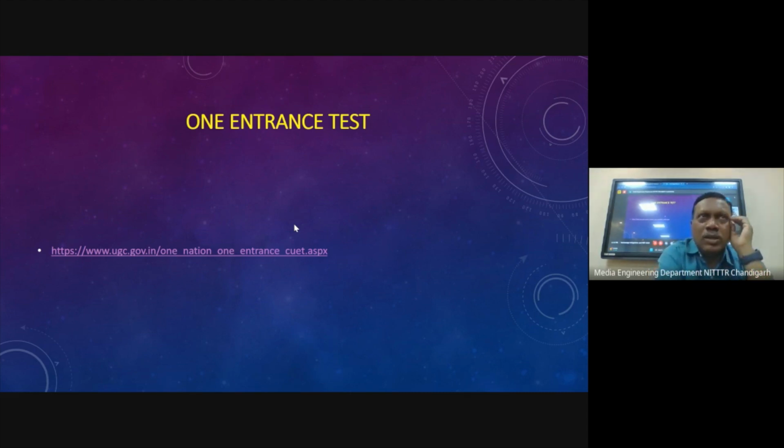As you know, in university admission, you should not go to Punjab University for one test, Delhi University for another test, JNU for another test. So they have already started a common entrance system. NTA, the National Testing Agency, is conducting this test, and this is the first time they did this testing. There is a guidelines document by NTA on the UGC website. This is also listed here.